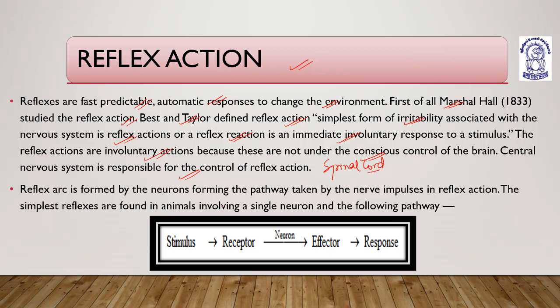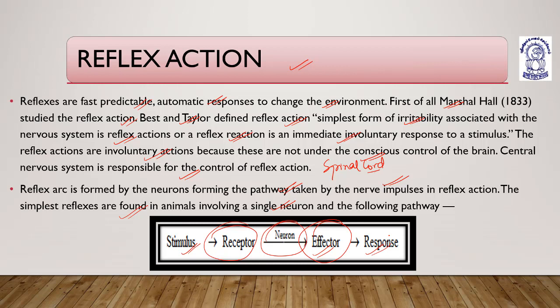Reflex arc is formed by the neurons forming the pathway taken by the nerve impulses in reflex action. The simplest reflexes are found in animals involving a single neuron in the following pathway. Stimulus is received by the receptor, then the receptor with the help of neuron sends it to the effector organs, and then it produces responses.